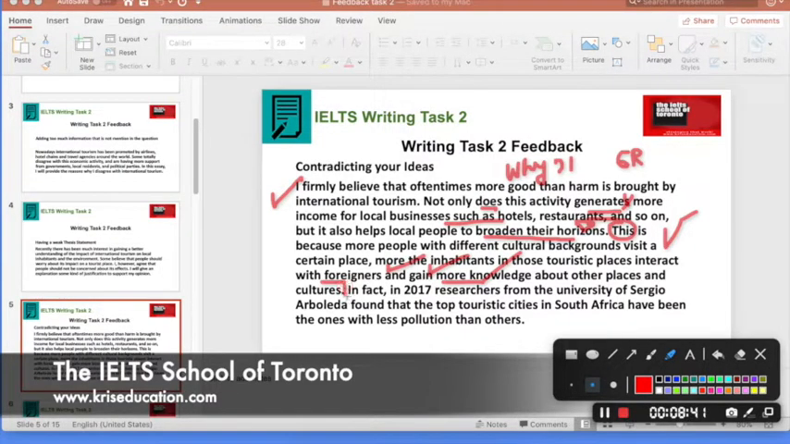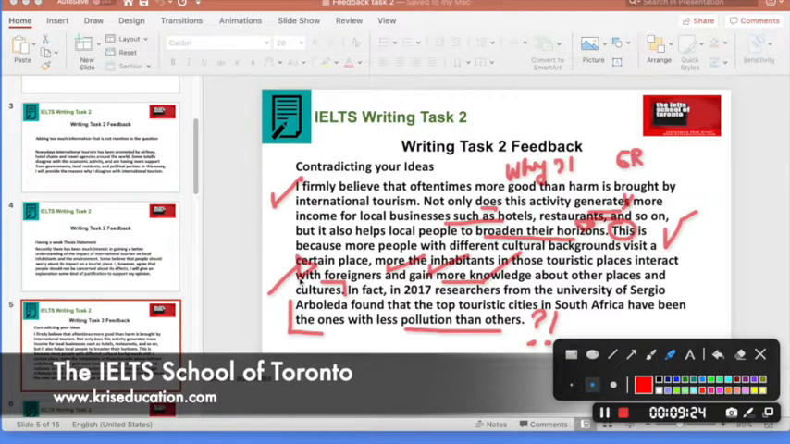But you've got this little part here, this little sentence, that last one. In fact, in 2017, researchers from the University of Sergio Arboleda found that the top touristic cities in South Africa have been the ones with less pollution than others. And here is where this guy is getting the reader confused. Here he's talking about, he or she, that does not matter, he's talking about positive impacts. Then this sentence comes out of the blue. The example needs to go back to the previous sentence.